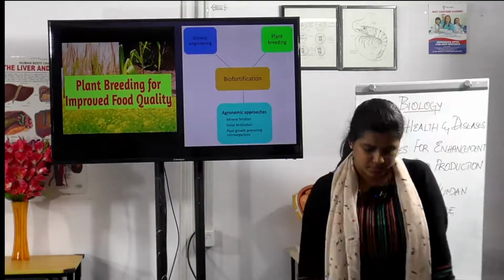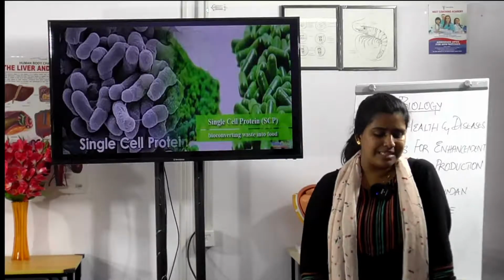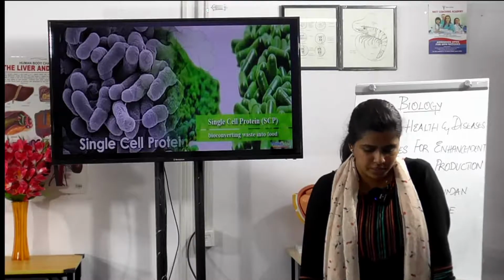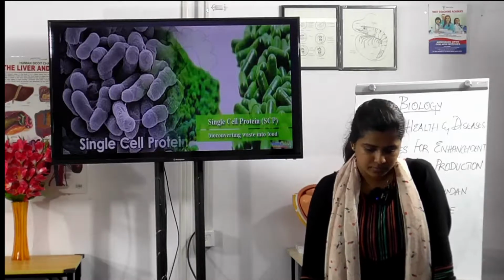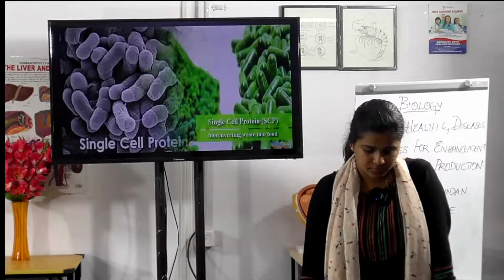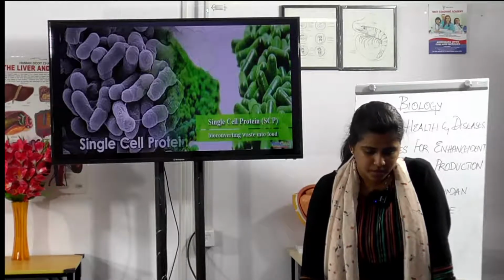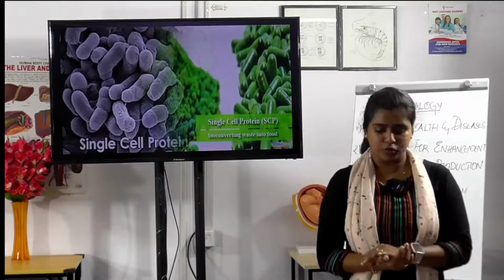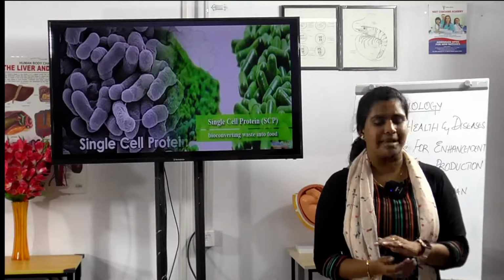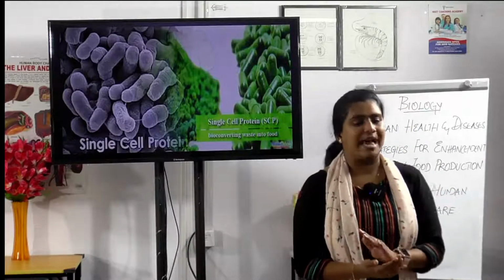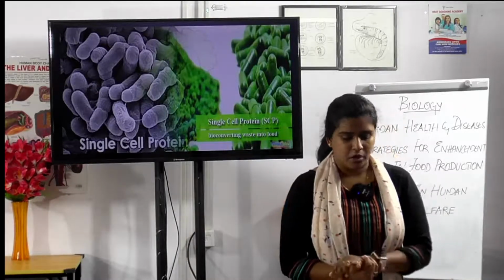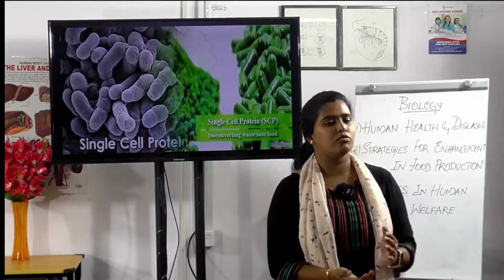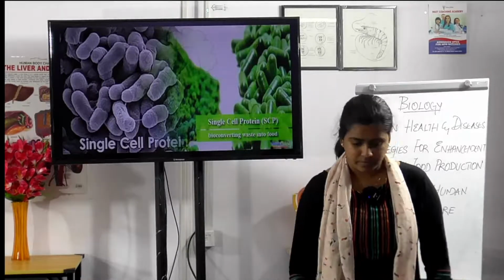Now, let us see about single cell protein. Single cell protein is nothing but bioconverting waste into food. It is a supplement or an alternative source of protein that is not supplied by traditional or conventional agricultural protein production. Here, microbes are grown commercially as a source of single cell proteins.